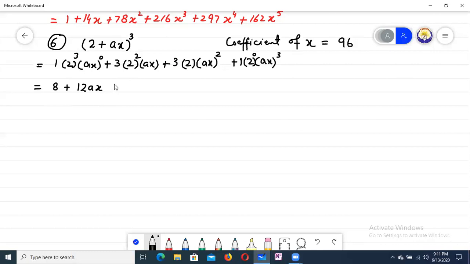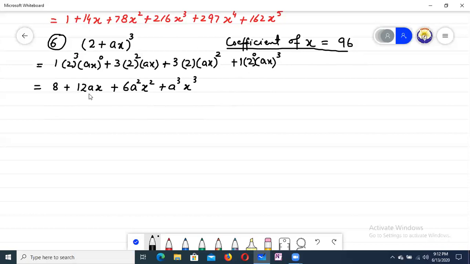ax plus here is 2, 3 twos are 6, a square x square plus 2 power 0 is 1. This is also 1. a cube x cube plus a cube x cube. As this is given here, the coefficient of x is 96.